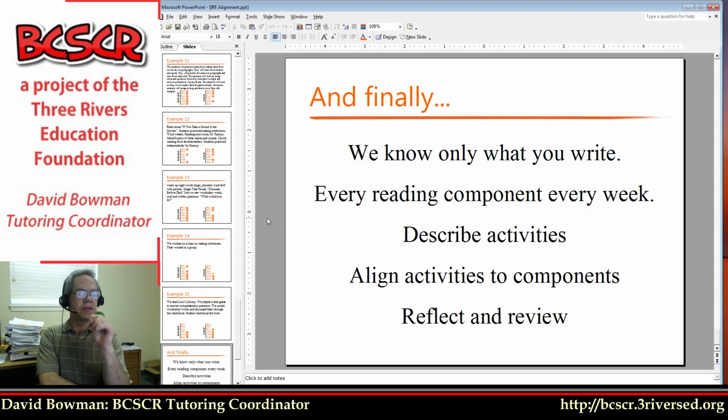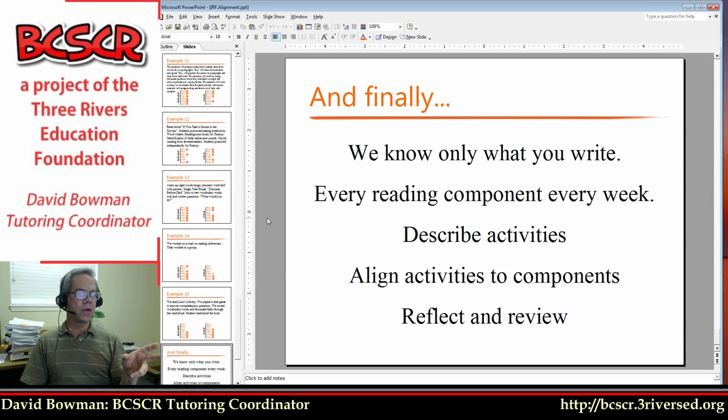The only thing that in our office we know about your activities is what you write. So if you don't write something, the assumption has to be that it's not happening. If you don't give us an activity that talks about oral language development or comprehension, then the only possible assumption is that it's not occurring. We only know what you write. So make sure that your descriptions actually let us know how you're addressing the various reading components that you indicate.